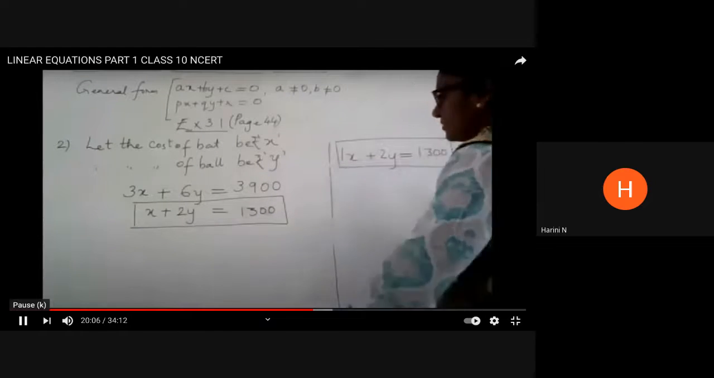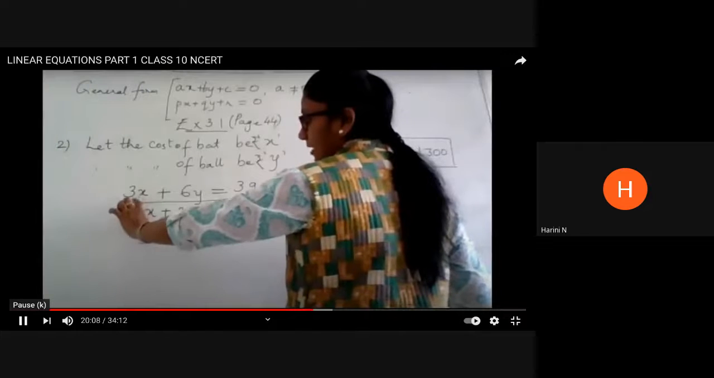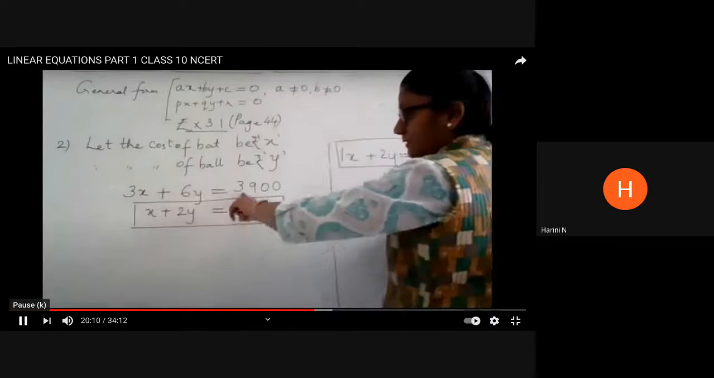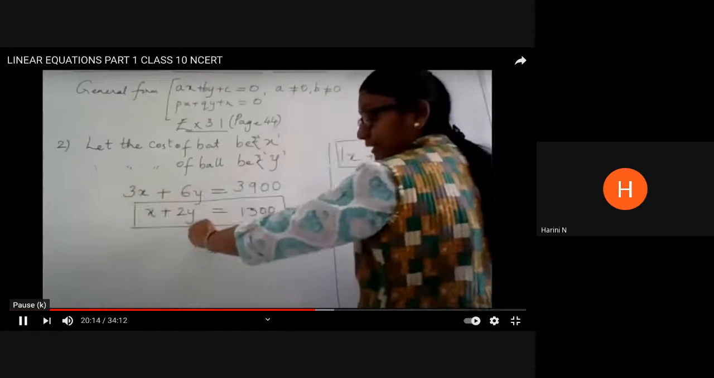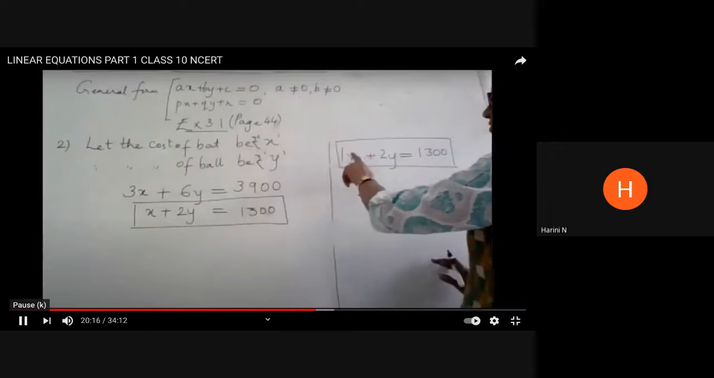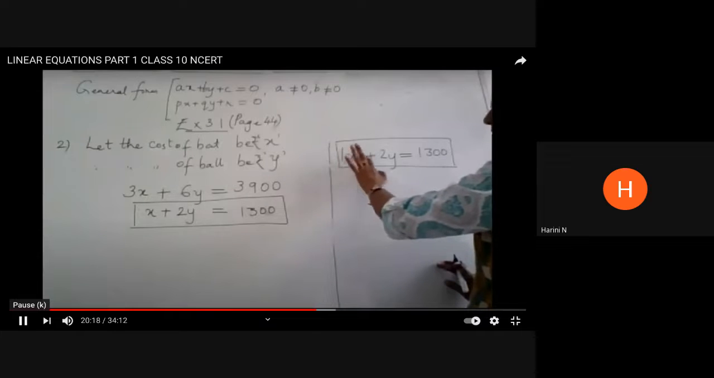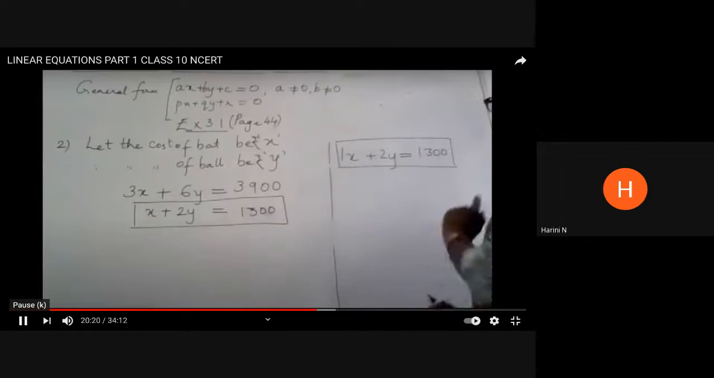You get the equations? In the first case, 3 bats and 6 balls were together purchased for 3,900. So my equation was this. I have simplified it like this. The next equation, the purchase is 1 bat and 2 balls, and the cost is 1,300.